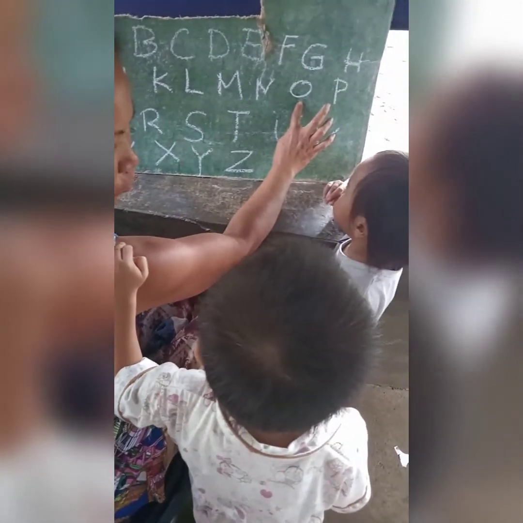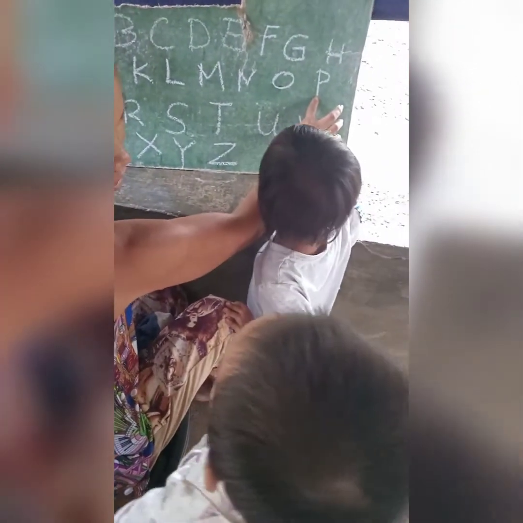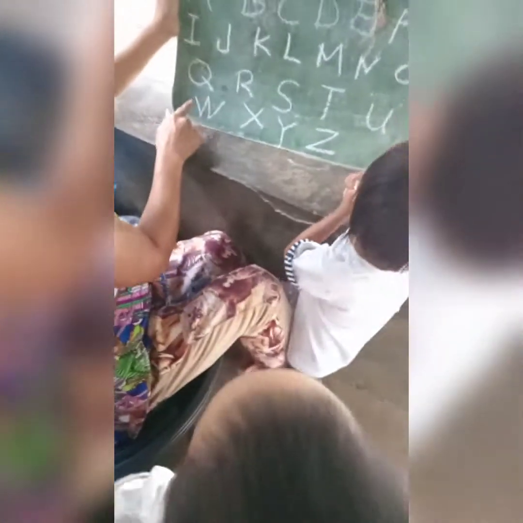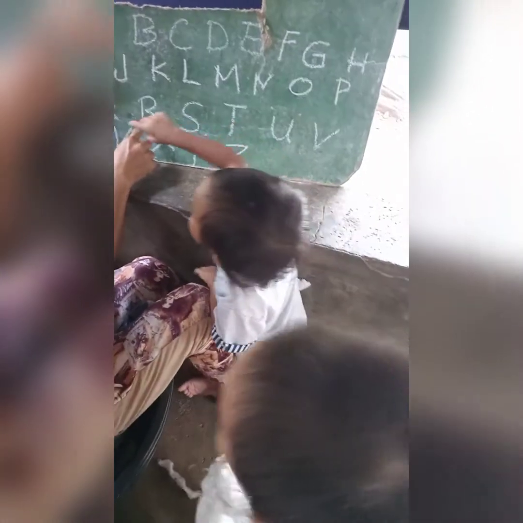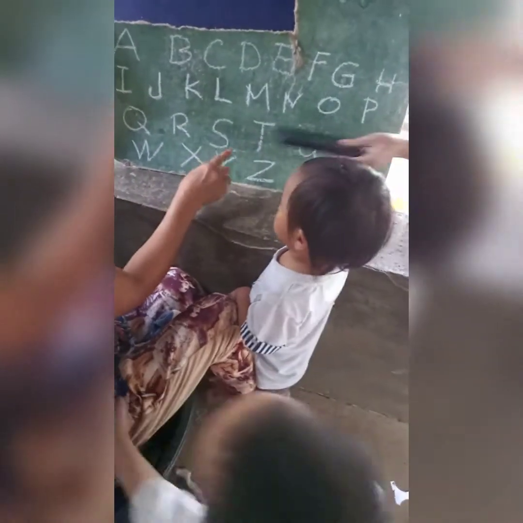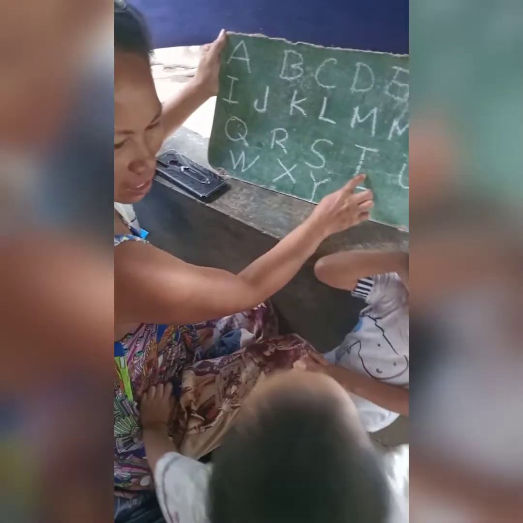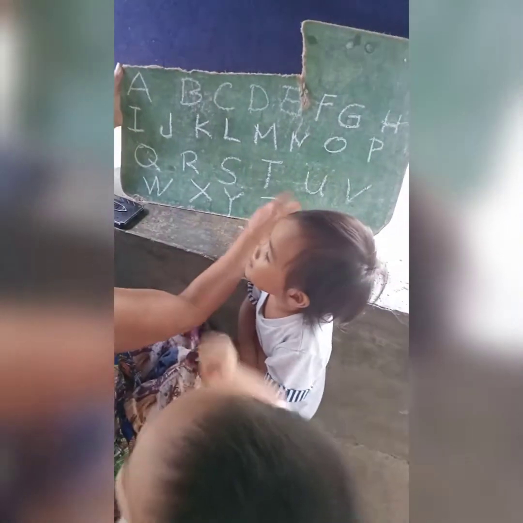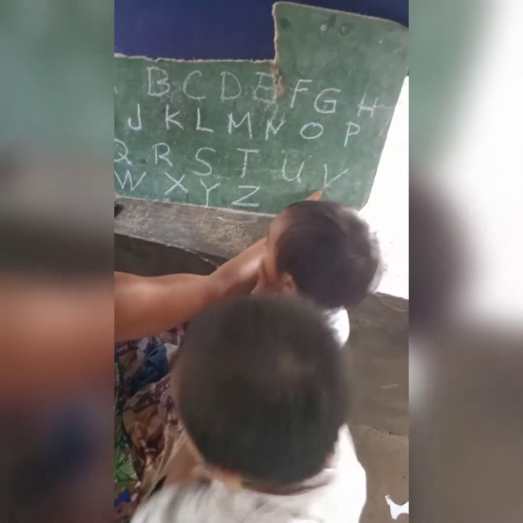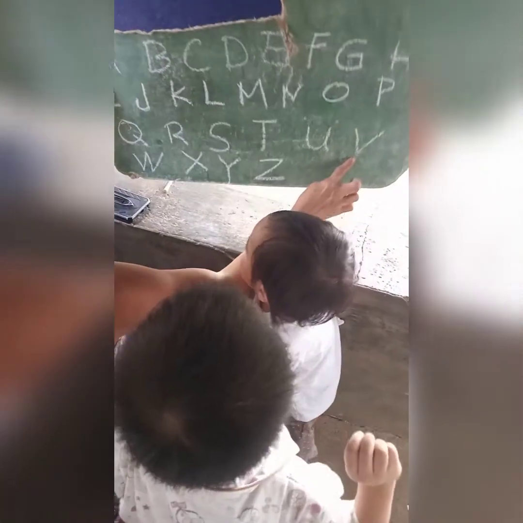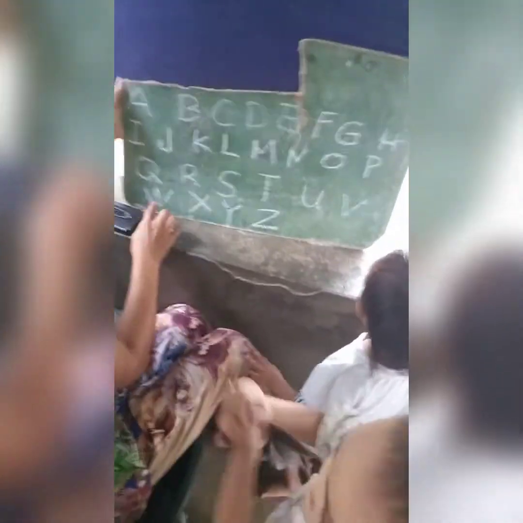How about this? O. Orange. How about this? Penguin. Very good. How about this? Q. Green. Very good. How about this? Rabbit. How about this? Snake. How about this? T. Train. Very good. How about this? U. Umbrella. Very good. How about this? V. Vegetable. Very good.